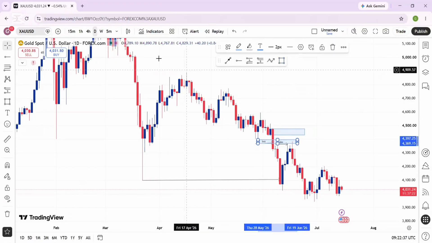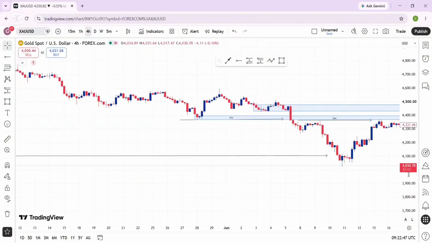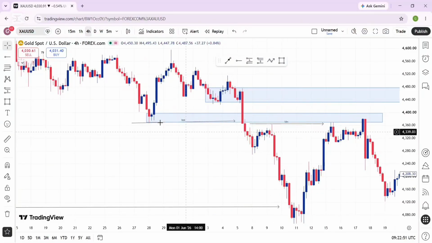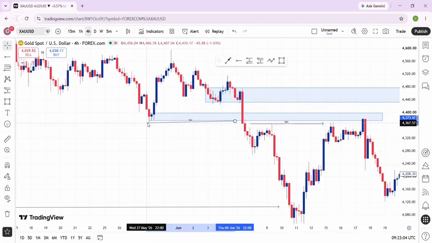So let me scale down to the 4 hours so that you get a clear view of the breaker blocks. Okay, what can you see? The clear block here in 4 hours. So this is a clear view of it.